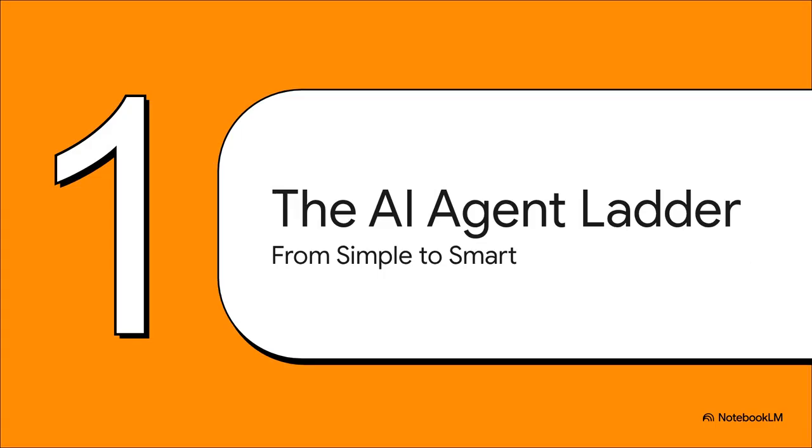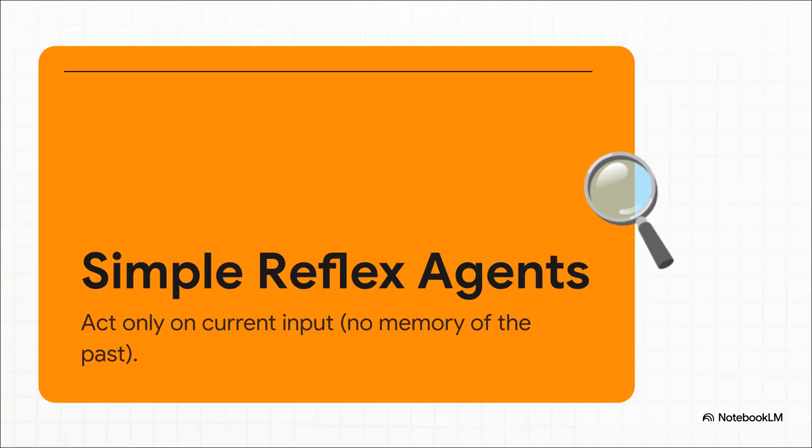To really get our heads around this, I think the best way is to imagine we're climbing a ladder. We're going to start with the simplest kinds of agents at the bottom and work our way up to the really smart ones. So at the very bottom of the ladder, the first rung, we have what are called simple reflex agents. And you can just think of these as pure if this, then that machines. They only react to what's happening right this second, with absolutely no memory of what came before.